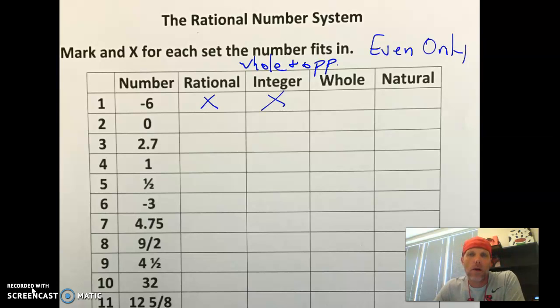Is it a whole number? Whole number was the counting numbers, right? The natural numbers with the number 0. So is -6 0 or a counting number? No, it's not, because we don't count to the negatives. Okay, so it is an integer and a rational.